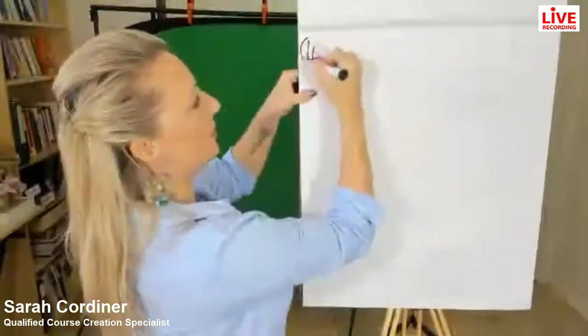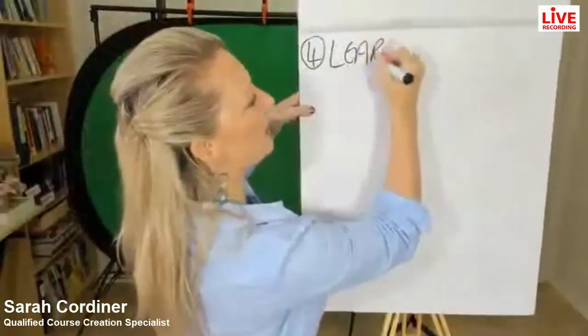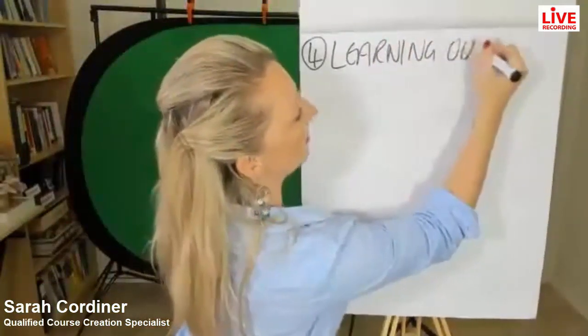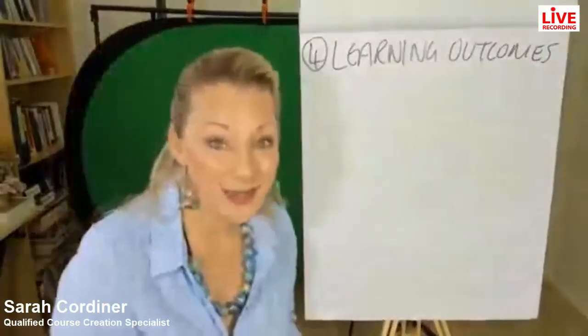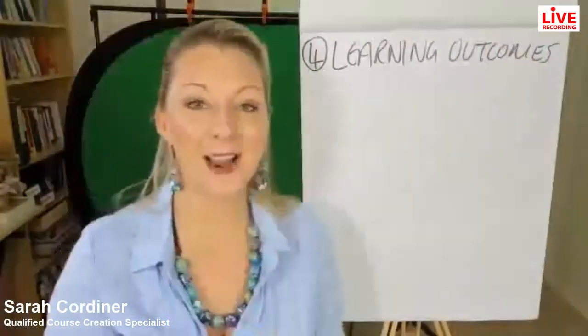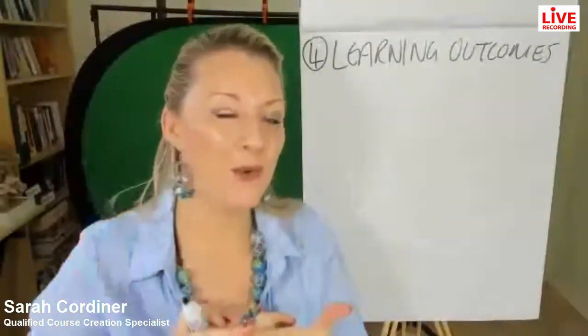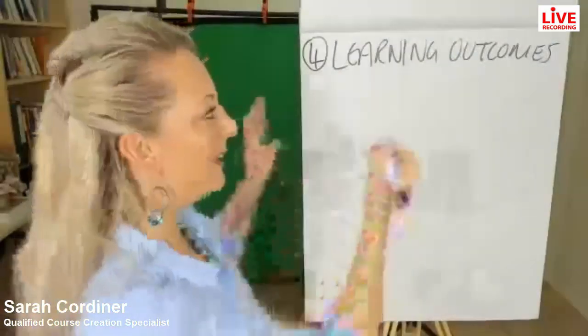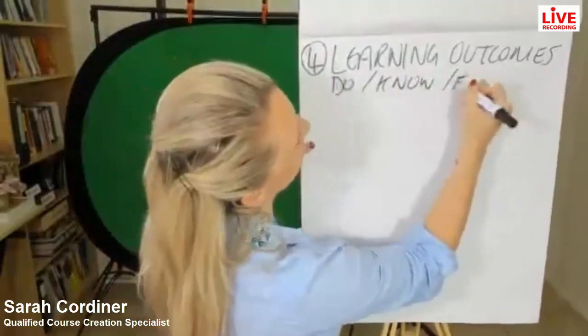So step number 4 for creating your online course is to create your learning outcomes. Now, this sounds a bit boring, but this is really important for a number of reasons. Learning outcomes is: what will your students be able to do? What will they know? And how will they feel by the end of your course? Okay, so that's do, know, and feel.